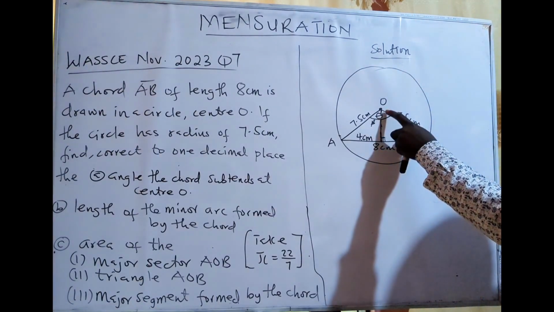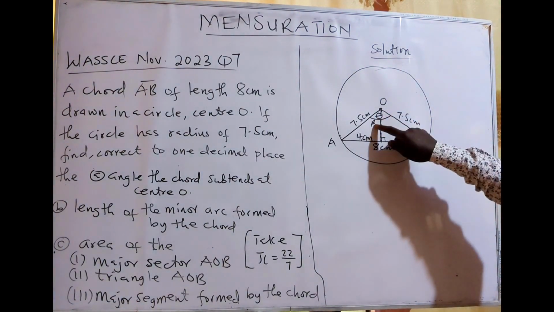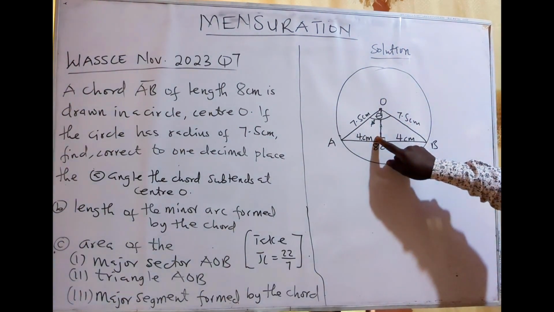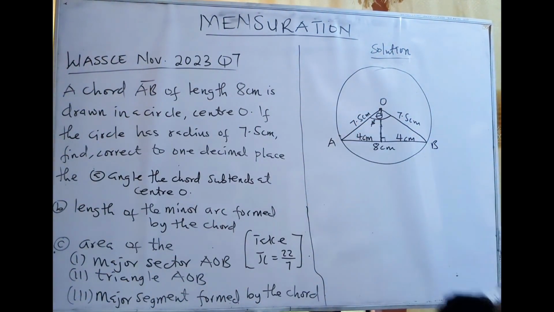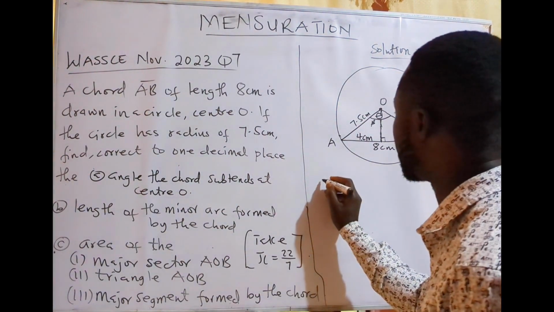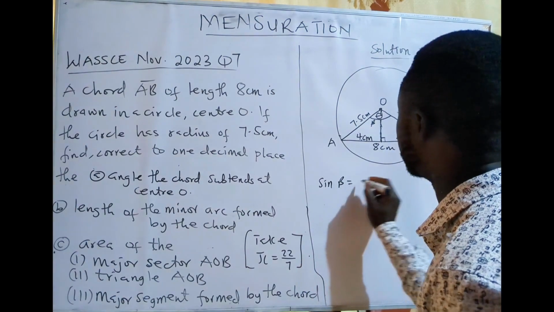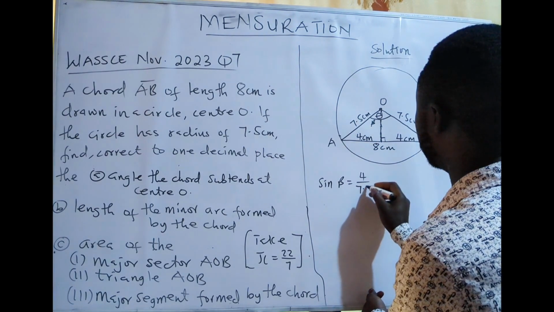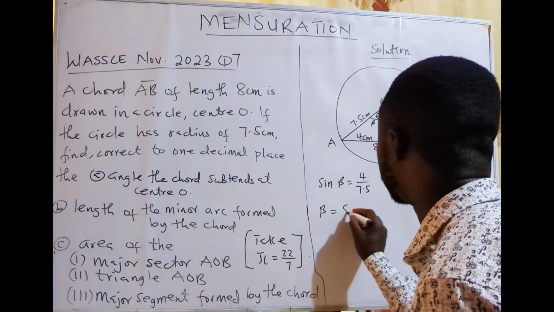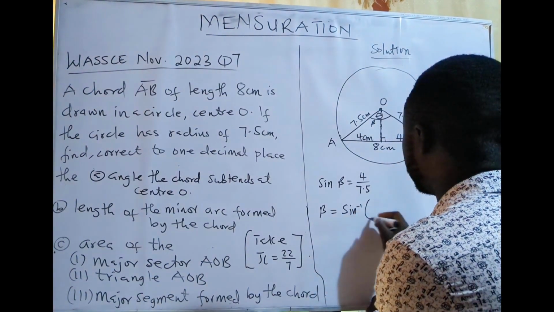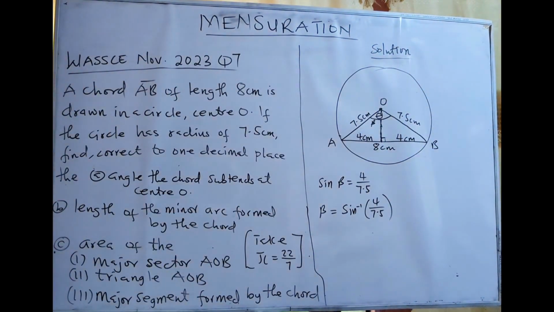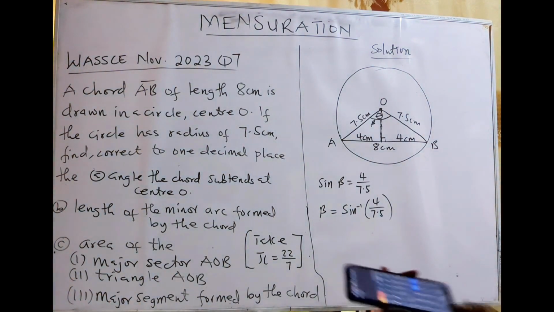So whatever angle we find here, when we multiply by 2, we'll get the entire angle at the center of the circle. So if here is beta, this side is opposite, and here is 90, so this side becomes our hypotenuse. So we will use sine. So sine beta equals opposite over hypotenuse. What is our opposite? 4 over the hypotenuse. So our beta will be equal to sine inverse of 4 on 7.5. And we are going to get our beta.